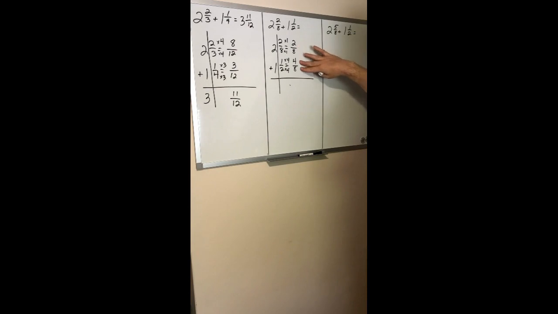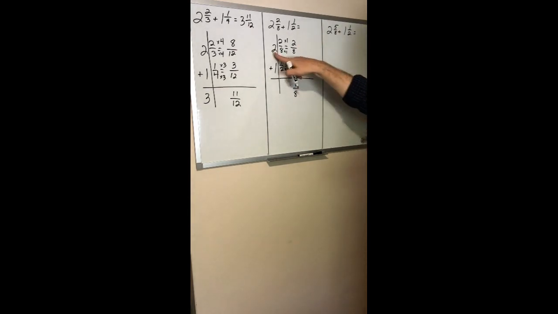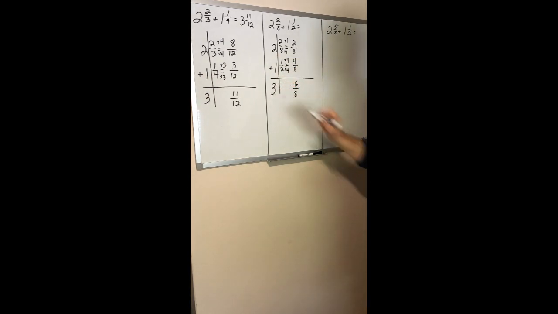Let's add 2/8 and 4/8. Well, that's 6/8. Don't forget our whole numbers. 2 plus 1 is 3. Do you remember what we said about 6/8? We have to simplify it. So we have to find a number that goes into 6 that also goes into 8. Well, I know those are both even numbers, so it's 2. 3/4. So 3 and 3/4.